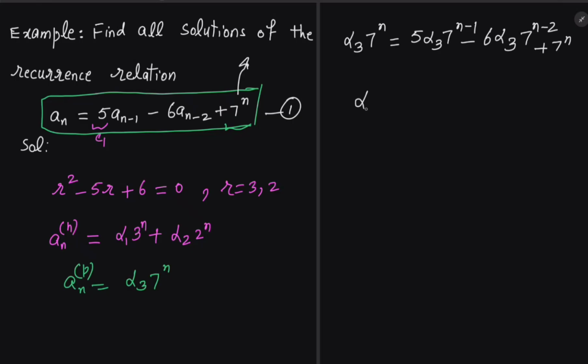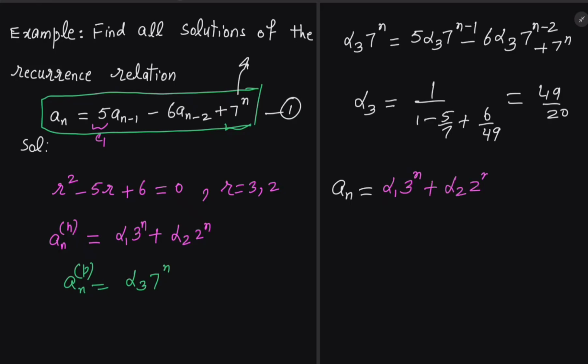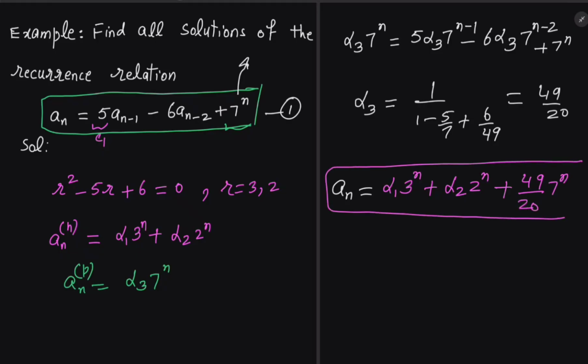And after solving that, we have alpha 3 equal to 1 over 1 minus 5 over 7 plus 6 over 49, and we have 49 over 20. So the final solution a_n will be equal to the homogeneous part, alpha 1 times 3 raised to power n and alpha 2 times 2 raised to power n, plus 49 divided by 20 times 7 raised to power n. So this is the final solution. Thank you for watching.